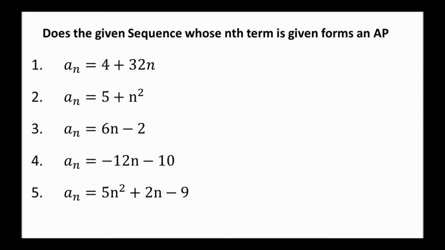What will we do? We'll find the first term, second term and third term, and we will check whether the common difference is the same or not. I will put n equals 1, I will get a1. So in the first case, if I put n equals 1, I will get 32 plus 4, which is 36. If I put n equals 2 in the first case, I get 32 times 2, which is 64, plus 4, which is 68. And similarly, n equals 3 will give me the third term. And the same thing I am going to do in the rest of the examples also. I will put n equals 1 to obtain the first term, n equals 2 to obtain the second term, and n equals 3 to obtain the third term. And if we do the same in all the cases, this is what we'll get.